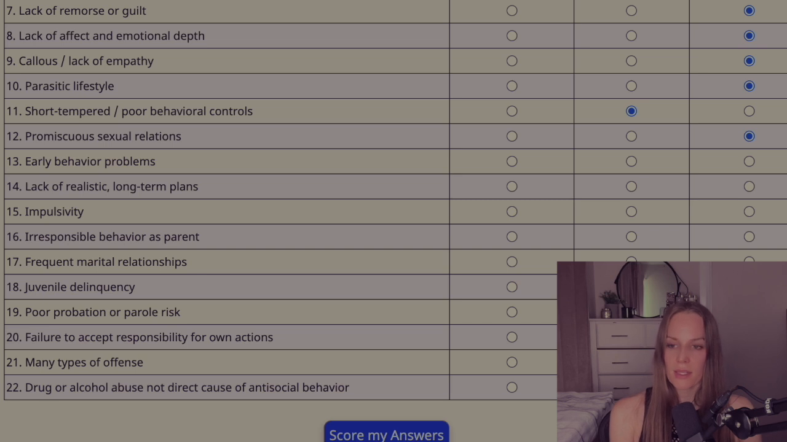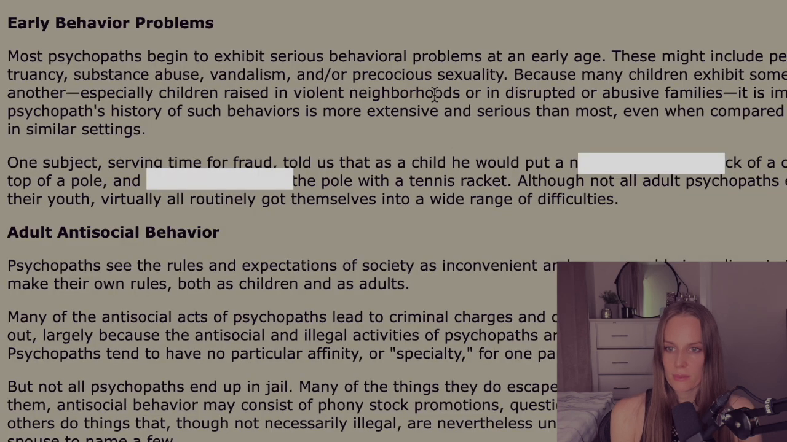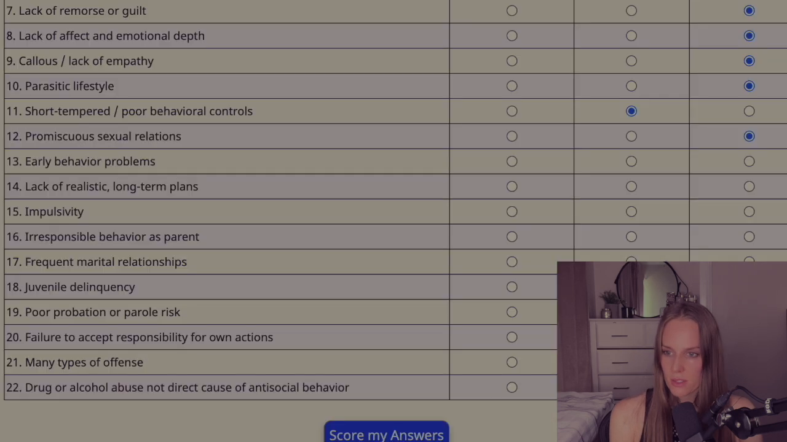I did have anxiety and things like that, but I don't think it came out in any problems like he's describing, especially extensive and serious problems. So we'll put definitely absent for that one.